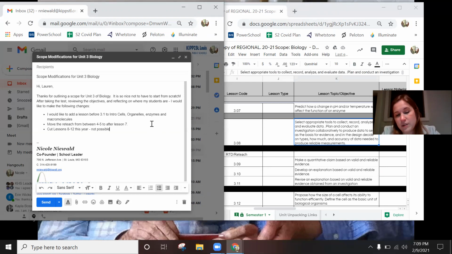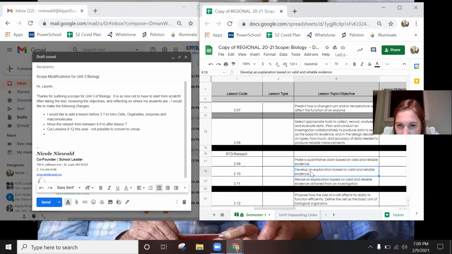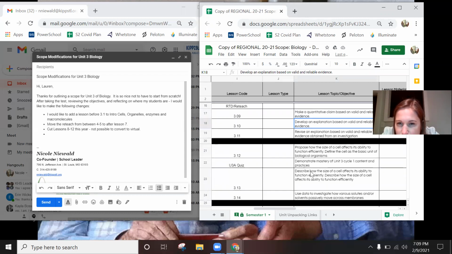Not possible to convert to virtual. Okay, so that would move things up. And we are looking at lesson 3.12. Propose how the size of a cell affects its ability to function efficiently. Define the cell as the basic unit of biological organisms.